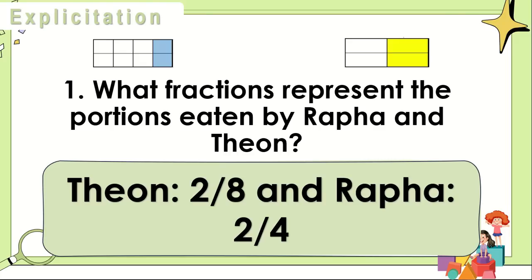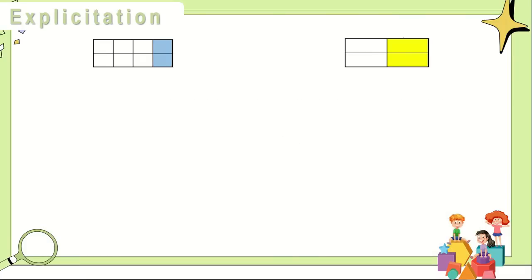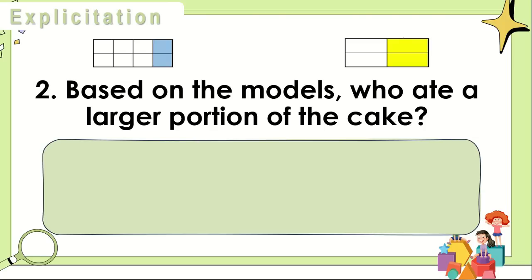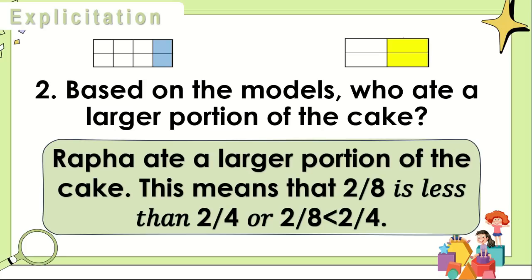Theon 2/8 and Rafa is 2/4. Based on the models, who ate a larger portion of the cake? You're right. Rafa ate a larger portion of the cake. This means that 2/8 is less than 2/4.